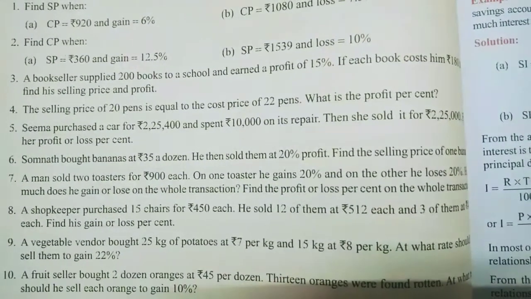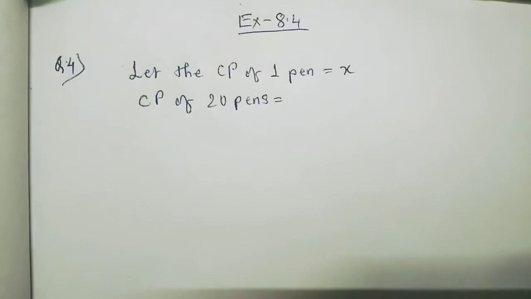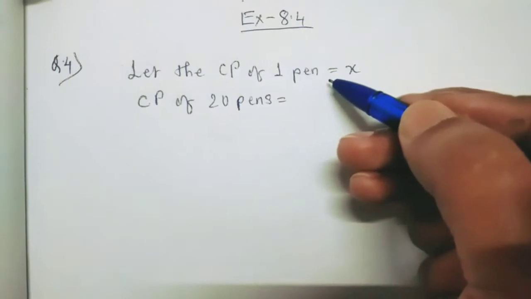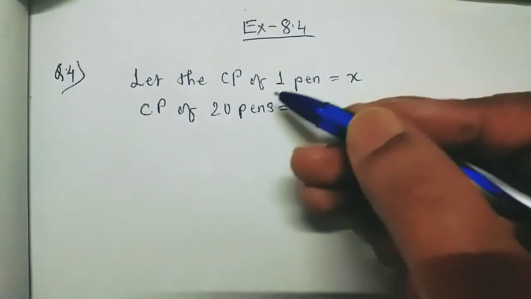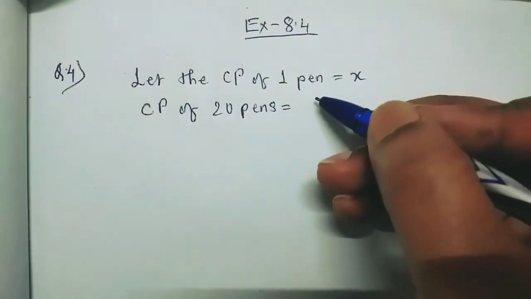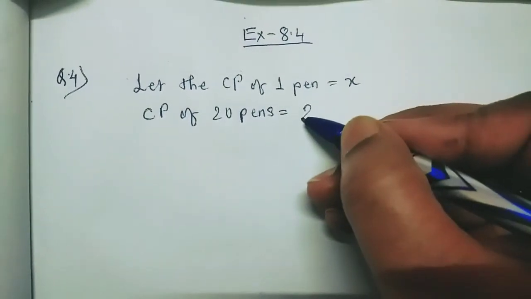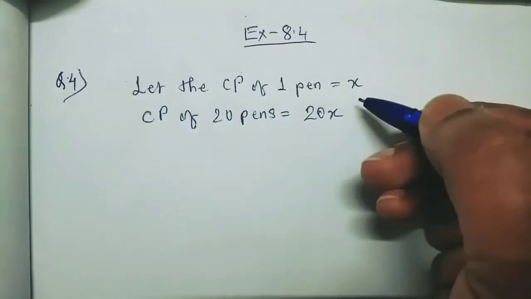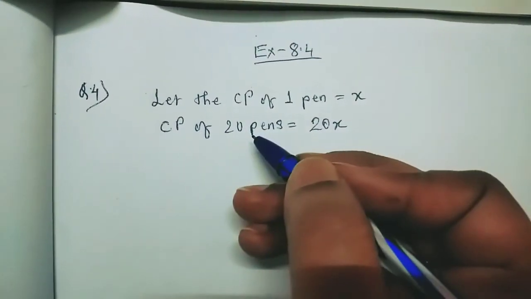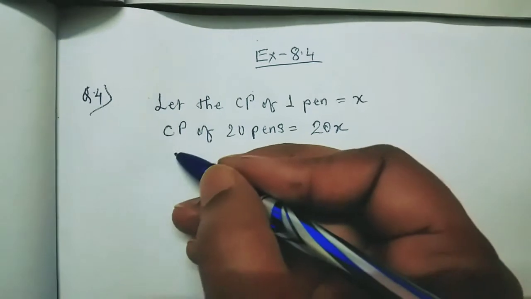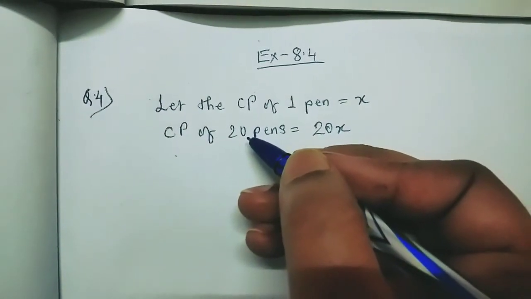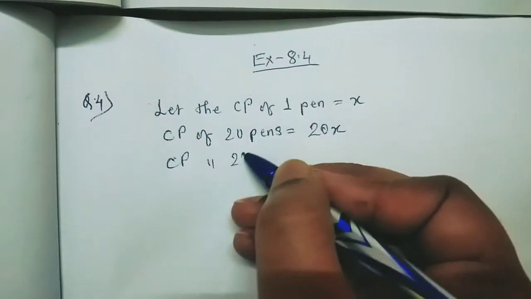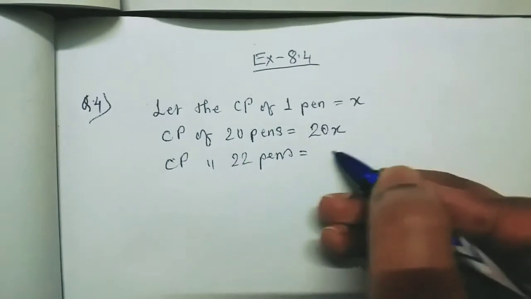Okay, let's start. Now see, let the CP of 1 pen be X. First of all, we'll assume the CP of 1 pen is X. Then CP of 20 pens is what? 20 into X, because 1 pen costs X, so 20 pens cost 20X. Now CP of 22 pens we will write, because in the question 22 pens are there. And why have I written 20 pens here? Because SP of 20 pens is given. Now CP of 22 pens will be 22X, obviously.